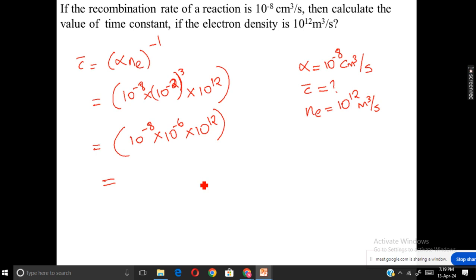So it will be 10 raised to minus 8 into 10 raised to minus 6 into 10 raised to 12. This will give you an answer of 10 raised to 2 seconds, which is basically 100 seconds. So this will be the answer.